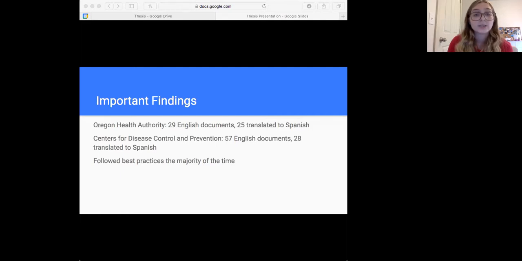On a more positive note, the majority of translations do follow best practices. For example, all of the Spanish translations have the same information as the English versions. Additionally, medical terms are defined when used and acronyms are explained in the documents. And lastly, there's evidence that both organizations did adjust their documents based on their intended audience. However, there were a few instances where Spanish documents have English terms in them.